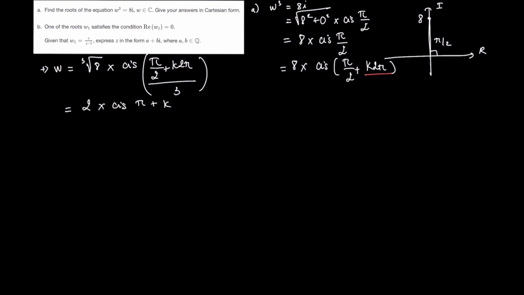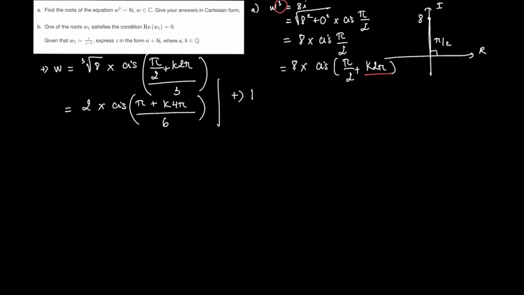And now to find w, we'll have the third root of 8 times cis of pi over 2 plus k2 pi, everything over 3. Now you're gonna calculate this. We have 2 times cis of pi plus k4 pi over 6. Now we're gonna examine the power that is in the question. So we have the power of 3, thus having 3 values of k, or 3 values of the roots.